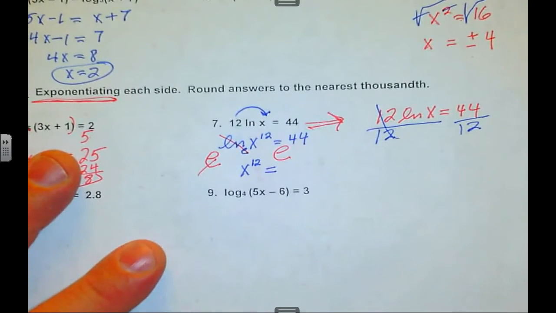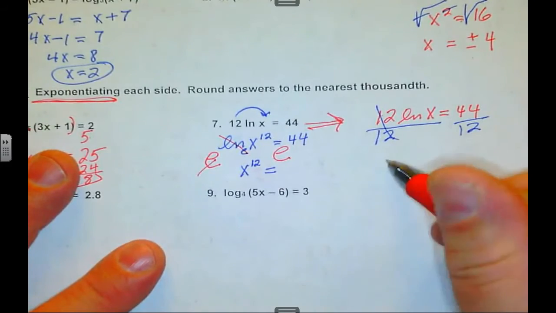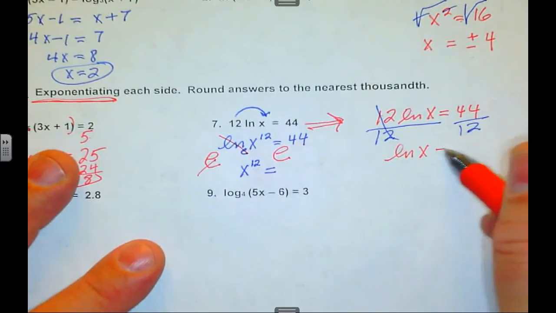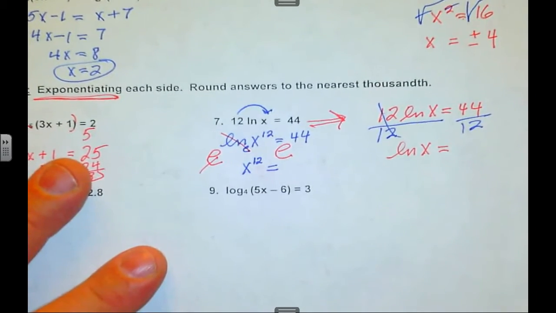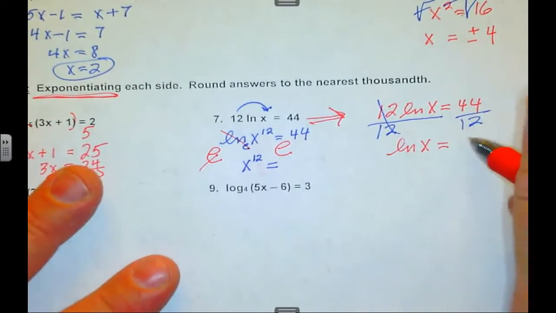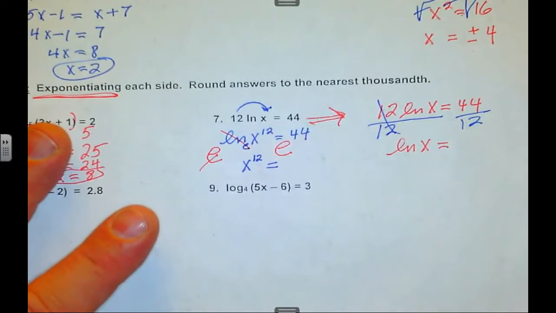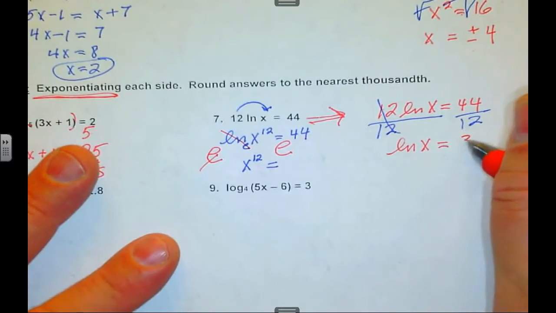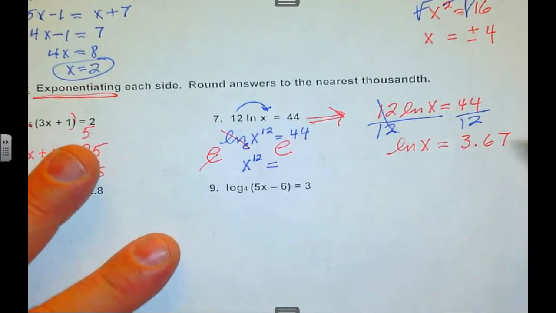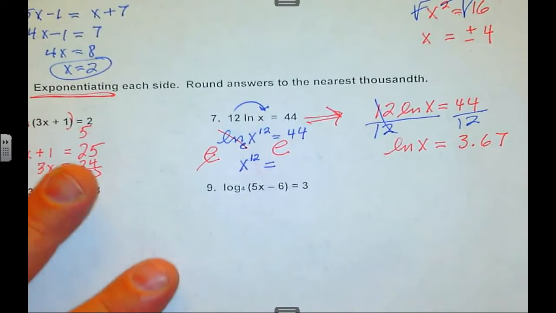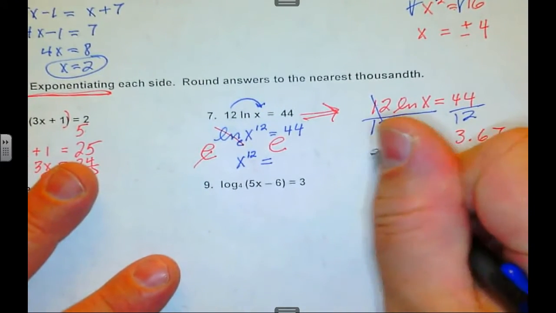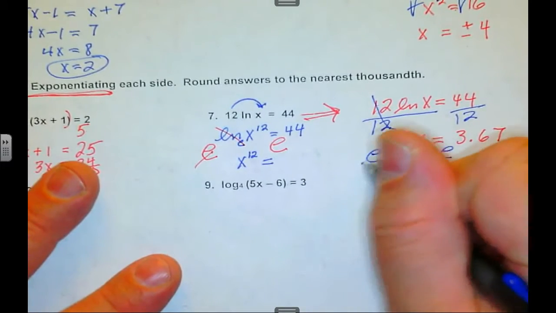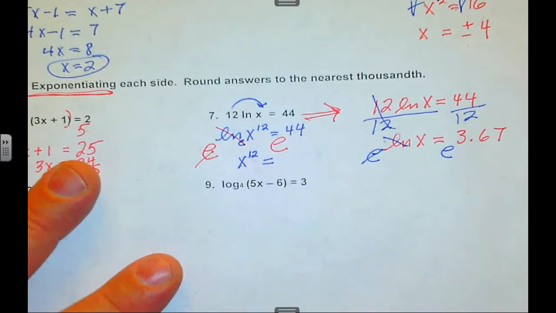So I'm going to cancel out my 12s. I get the ln of x equals 44 divided by 12. 3.67. Okay. Now I'm going to exponentiate it using e. So e cancels out ln. I get my x.